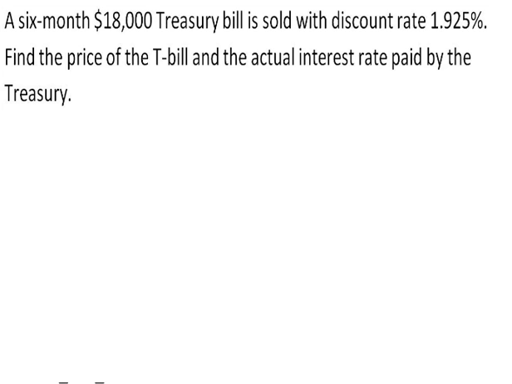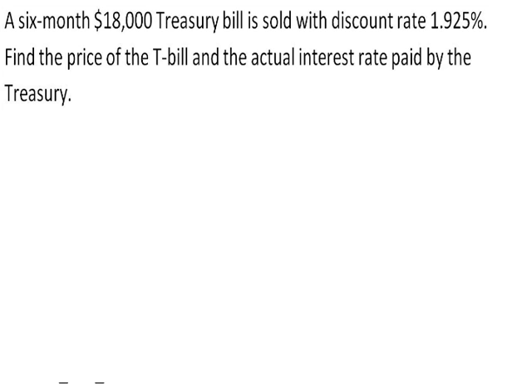Now let's illustrate this with an example. A 6-month $18,000 treasury bill is sold with a discount rate of 1.925%. Find the price of the T-bill and the actual interest rate paid by the treasury. So for this T-bill, in 6 months they'll receive $18,000, but what they pay is not the $18,000. They'll pay the $18,000 less the interest.